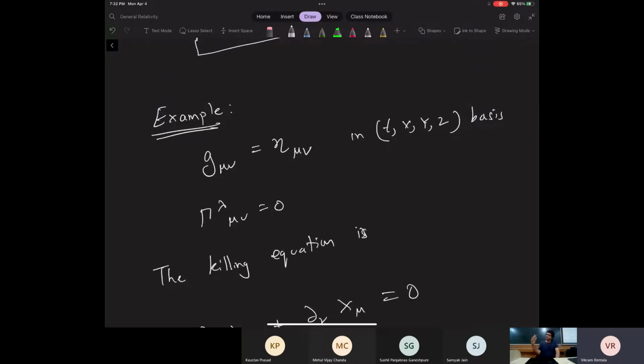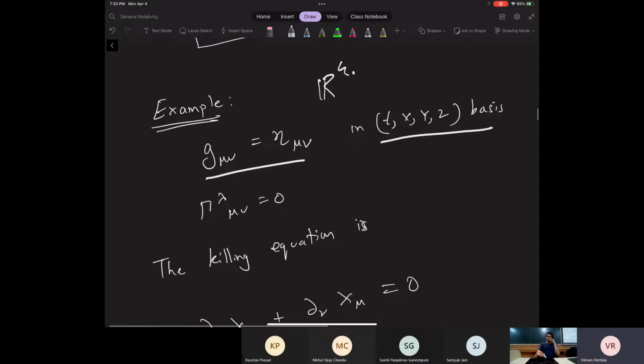Okay, so let me give you an example to just show you how to make sense of what we've just shown. Let's suppose that we have a metric. Let's imagine that we have our space R4, and in the Cartesian basis, g mu nu is eta mu nu. So this is normal Minkowski spacetime.